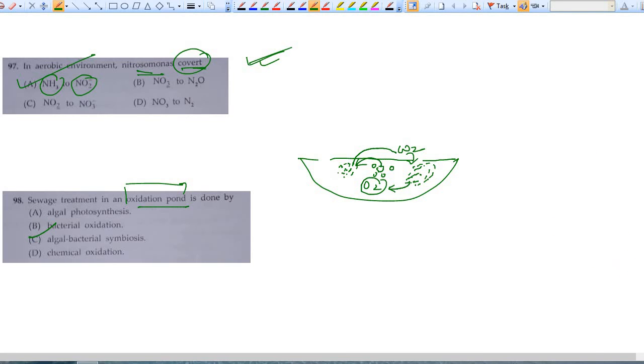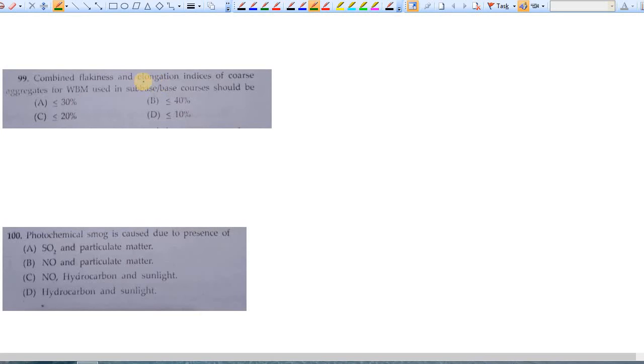Okay, next is the combined flakiness and elongation indices of coarse aggregate for WBM. Well, this is 30%, 35%. This should be less than 35%. And here I'm not sure which one is correct, A or B, because it is saying 30% and 40%. But as per MORTH, this should be less than 35%. And also in the PWD road schedule, 35% is taken as the limit.